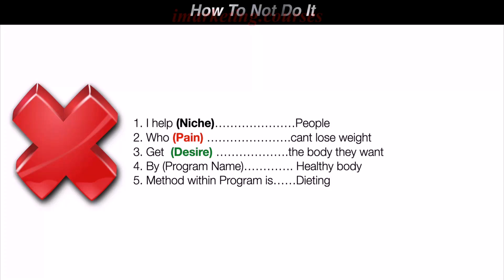And so how not to do it: I help people who can't lose weight, who want to get the body they want, through program now, healthy body method within the program is dieting. It's far too generic, okay? Generic marketing doesn't work. It's not specific enough.